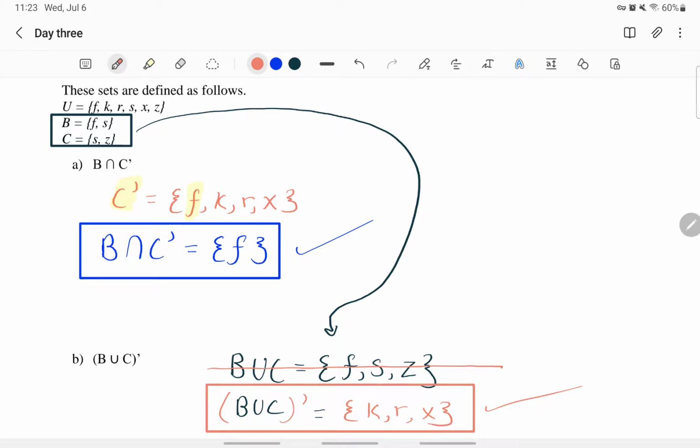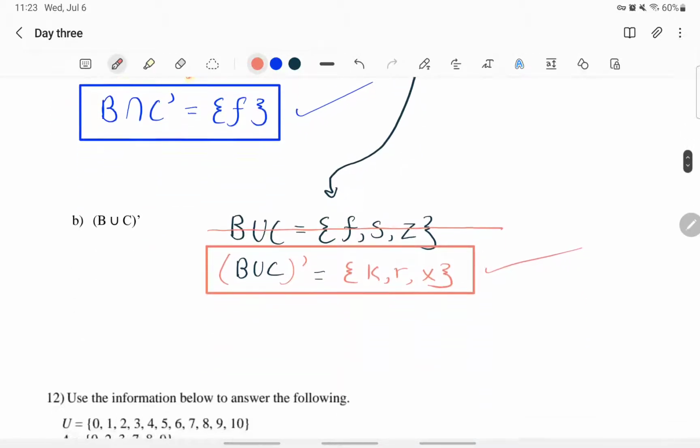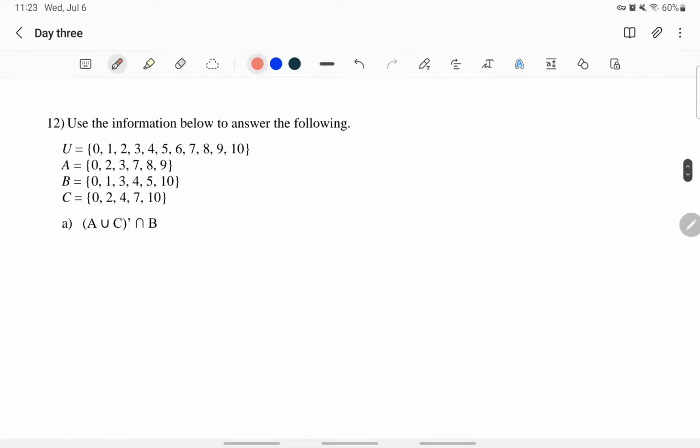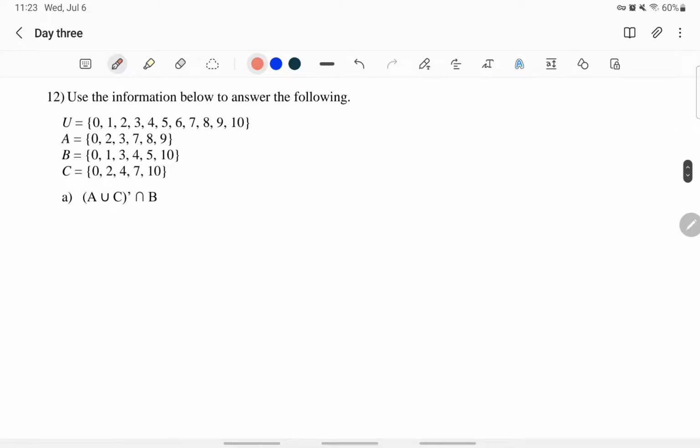Hopefully that made sense and you guys understood the concepts. In the next video, we're going to transition one more level because now we're going to be using the second level when it comes to finding set operations. This time we have 3 sets.